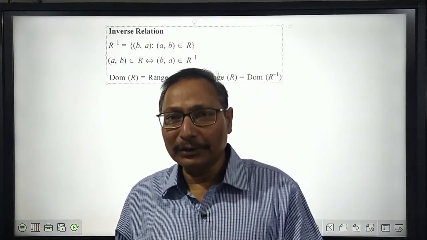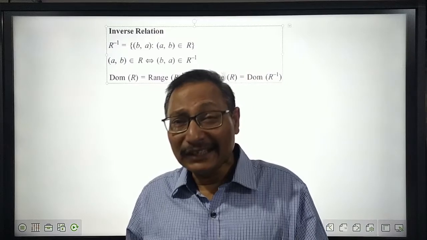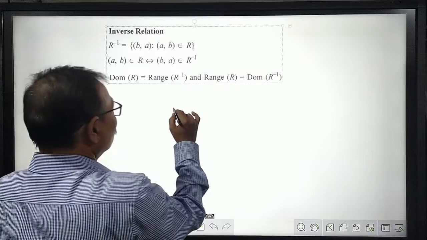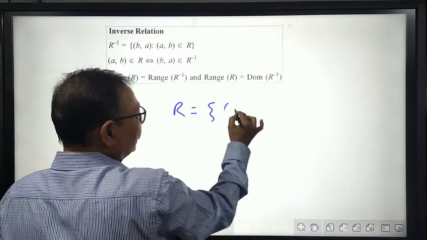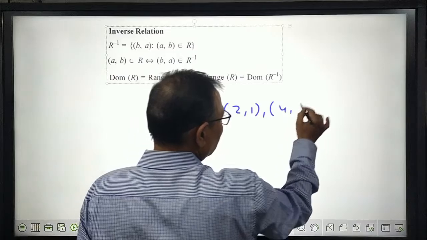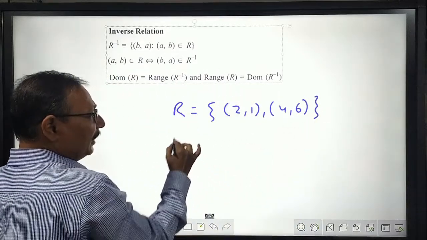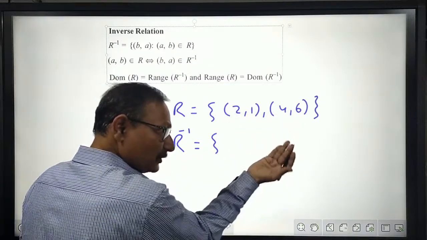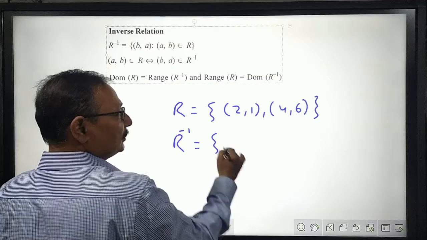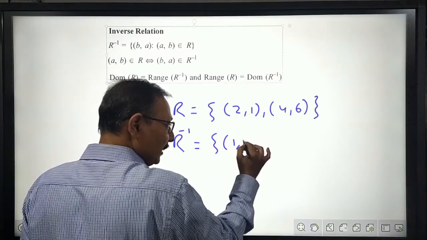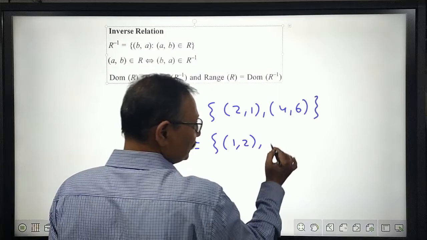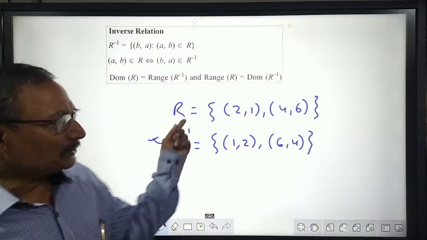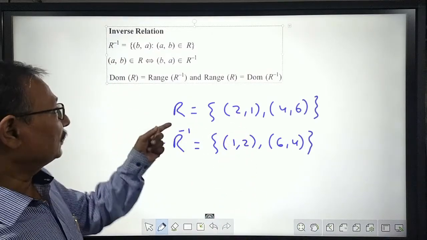If (a, b) belongs to R, then (b, a) belongs to R inverse. So if R has elements like this, then R inverse, that is the inverse of this relation, will contain these two elements in reversed order. That means the pair (2, 1) would be written as (1, 2) and the pair (4, 6) will be written as (6, 4). Is it clear? So this one is called the inverse relation of the first one, relation R.